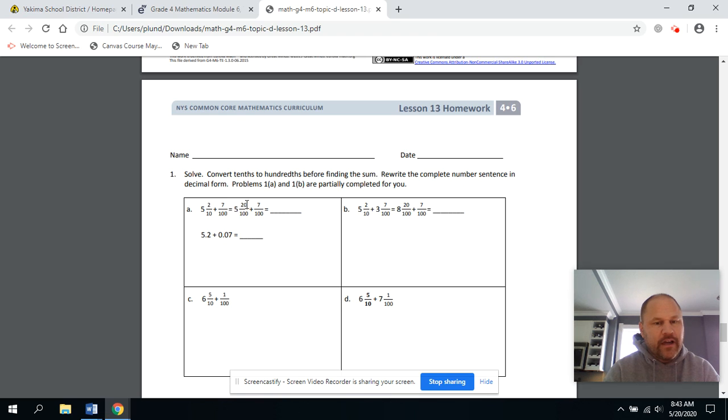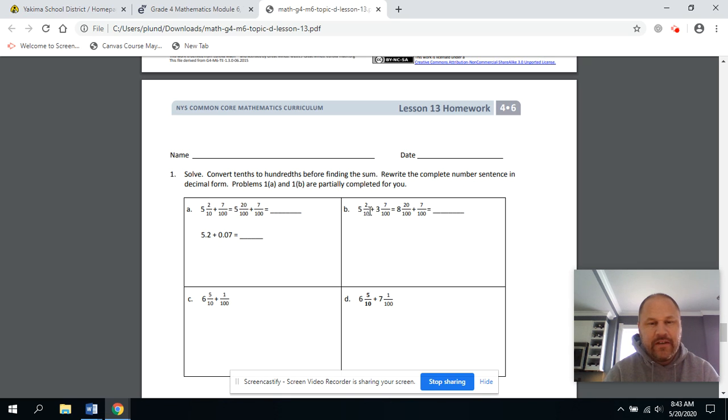And then they already have that here in the fraction form. So they say 5 and 2 tenths is 5 and 20 hundredths, equivalent to this mixed number. Then you can add them because they're both in hundredths. And you would end up with 5 and 27 hundredths, which in decimal form is 5.27.